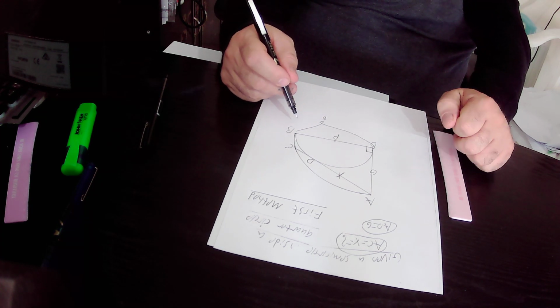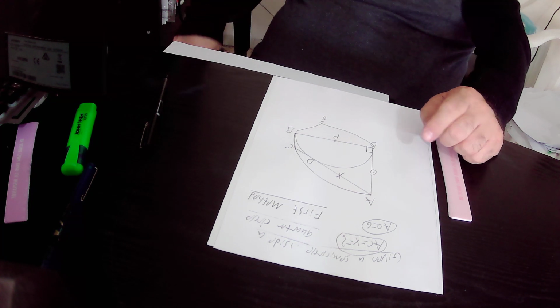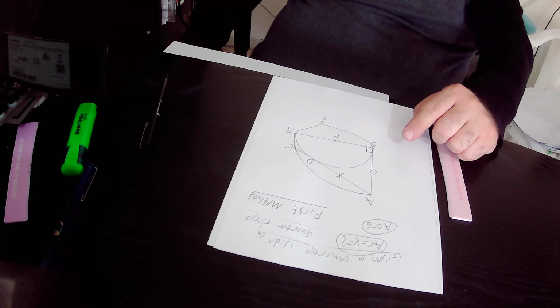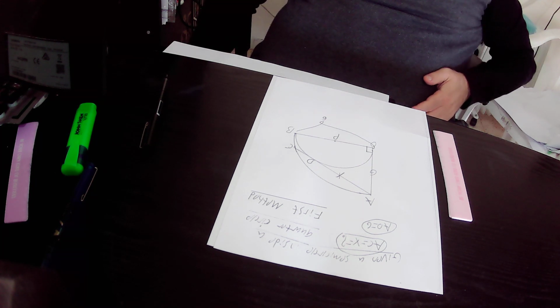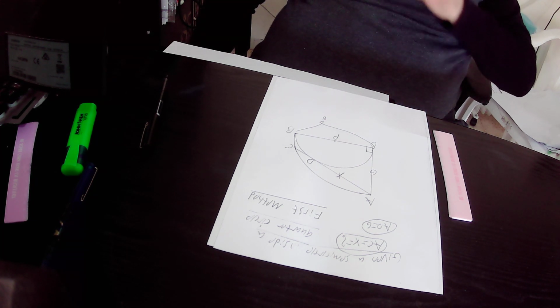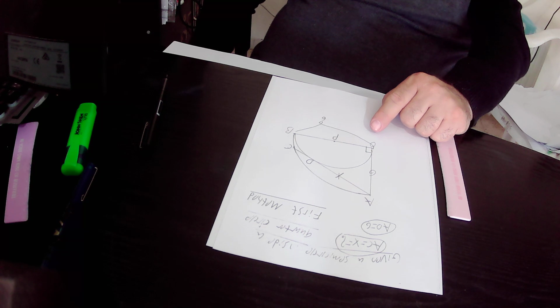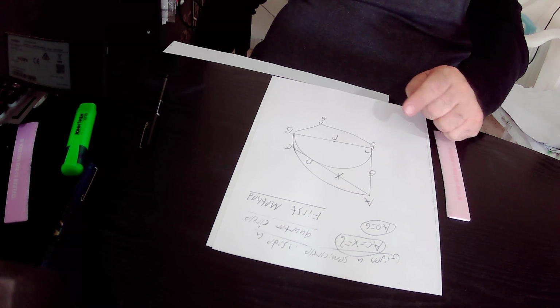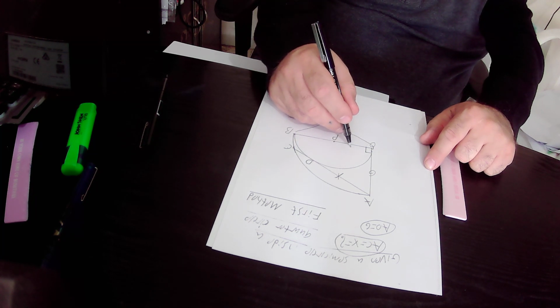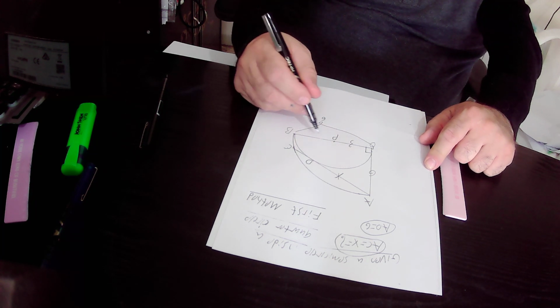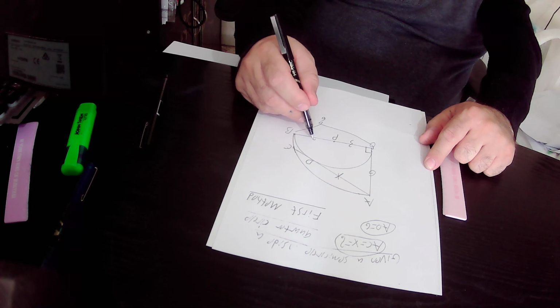But OB is not only the radius of the quarter circle, it is also the diameter of the semicircle. So we know that the diameter of the semicircle equals 6 units, therefore the radius of the semicircle will be equal to 3 units. So OP will be equal to 3 units, and PB will also be equal to 3 units.